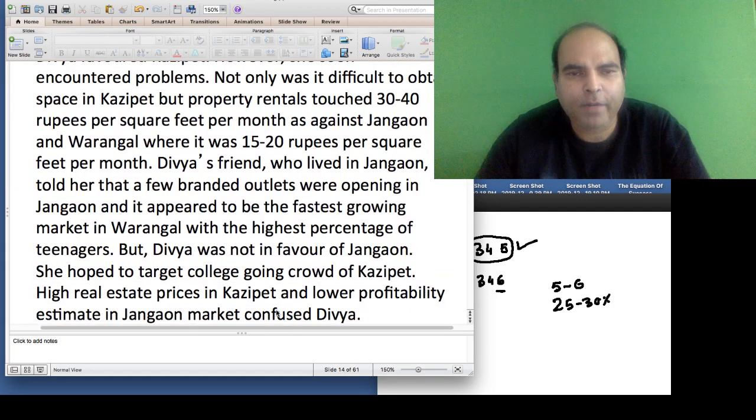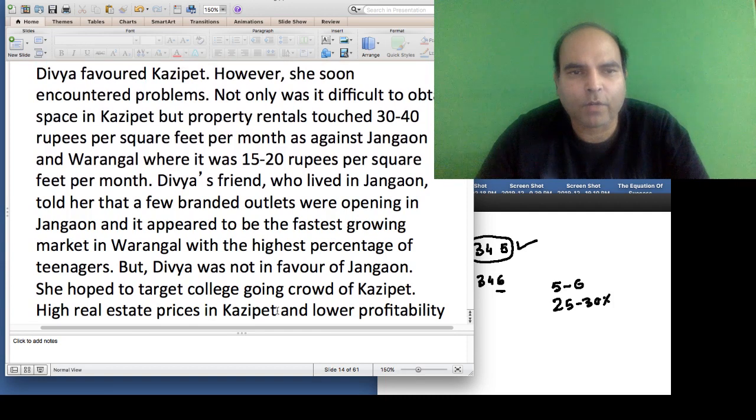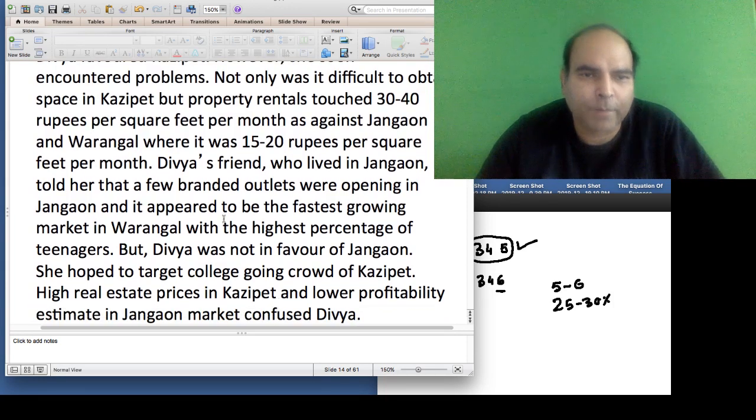Divya favored Kazipet. However, she soon encountered problems. Not only was it difficult to obtain space in Kazipet, but property rentals touched 30-40 rupees per square feet, as against Jangaon and Warangal where it was 15-20 per square feet.